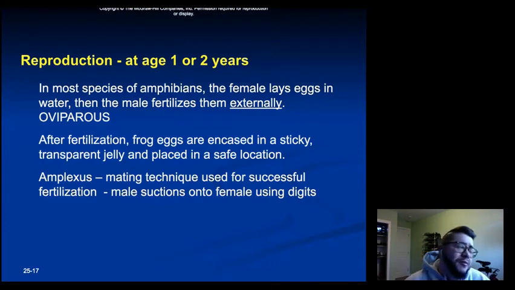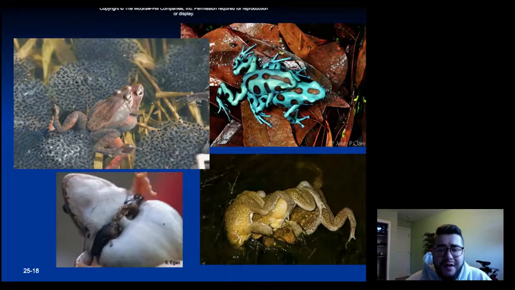There is a vocab word that you're going to need to know called amplexus, which is a mating technique used by the male frogs, where the male frog basically suctions onto the female frog to ensure that he fertilizes the eggs himself. This is what it looks like.